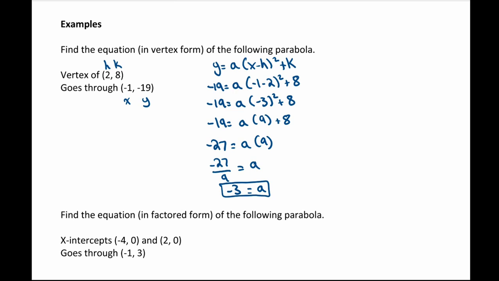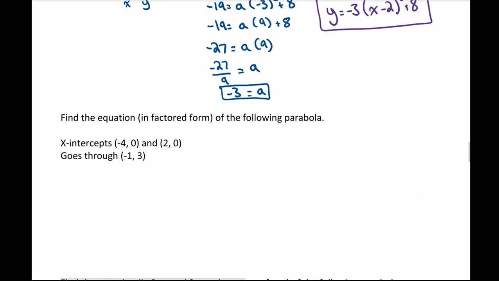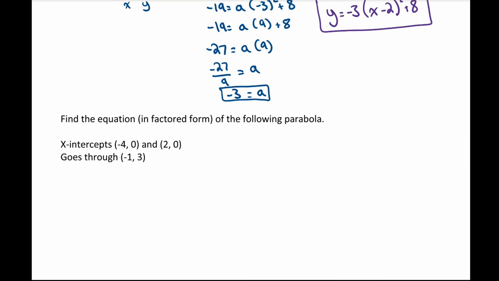Once I find that, I can rewrite my equation. y equals -3 for a, (x minus 2) squared plus 8. And that's the equation of this quadratic. So I've plugged in a value for a, h, and k. The x and y we don't have to worry about. And now I have my equation. For number 2, it's going to be the exact same idea, except we're dealing with factored form.